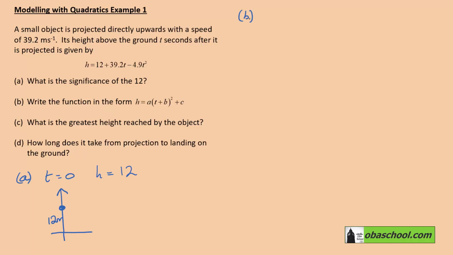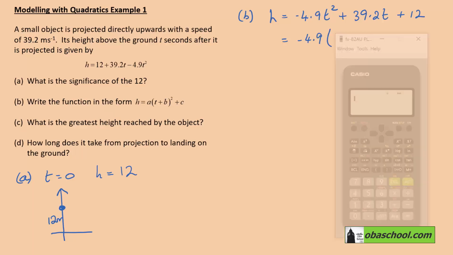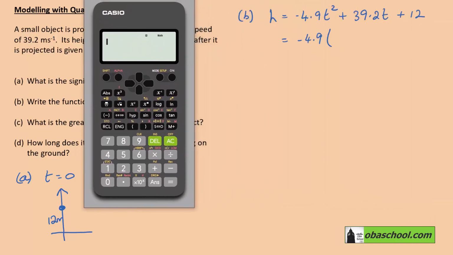Now in part B, we're asked to write the function in this form. In other words, complete the square. So we have that h is equal to negative 4.9t squared plus 39.2t add 12. So take out the negative 4.9, and then what we need to know is 39.2 divided by 4.9.